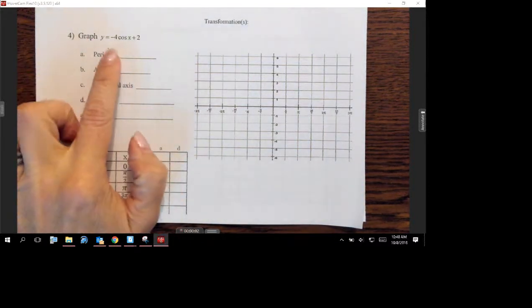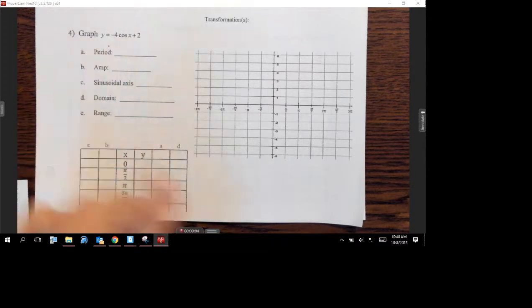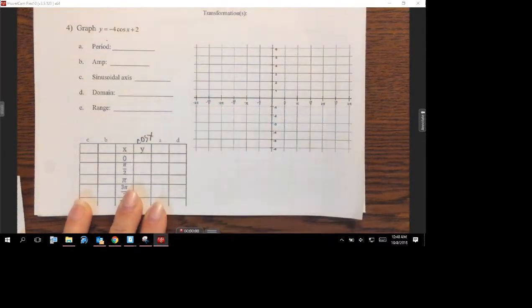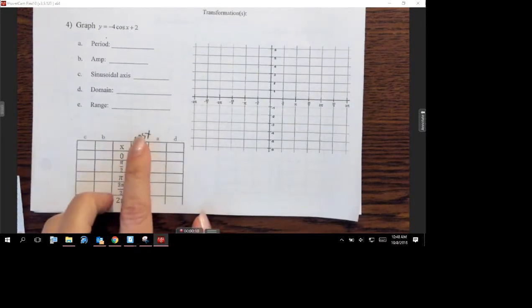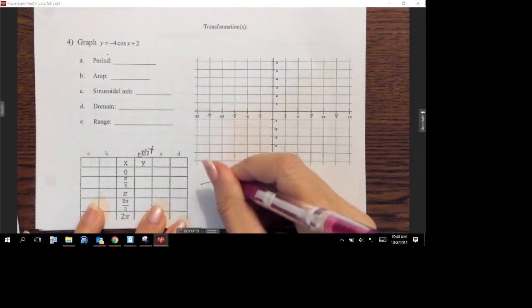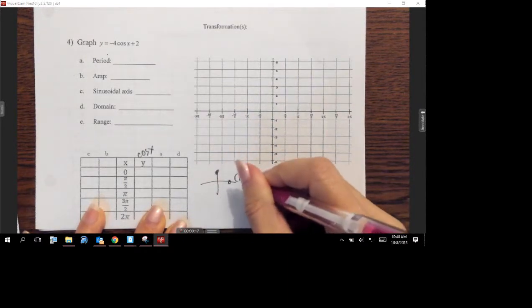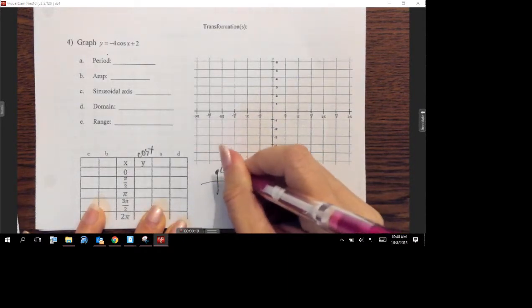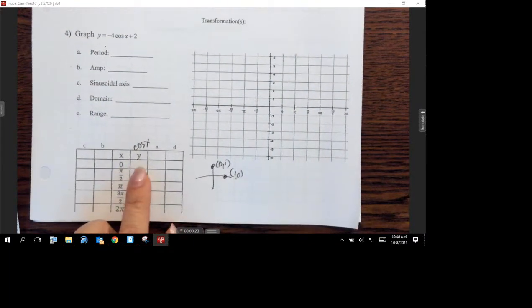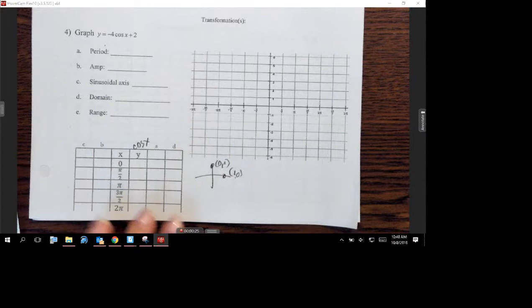Okay, so I noticed that question number 4 is cosine. So down in my table, I'm going to write cosine x, so I know which one I'm doing. And if I forget what the points are for cosine x, maybe I'll draw a couple of these ordered pairs so I can remember. So cosine of x at 0 is 1.